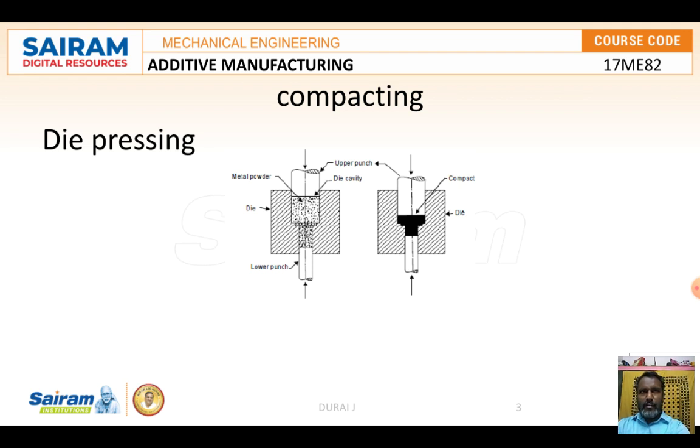The word green means not yet fully processed. Compaction is done to bring the finely divided particles of the powder into close proximity while imparting the desired part configuration. There are several methods: die processing, centrifugal compacting, injection molding, extrusion, rolling, gravity sintering, slip casting, and isostatic molding. Now we are going to discuss die pressing.